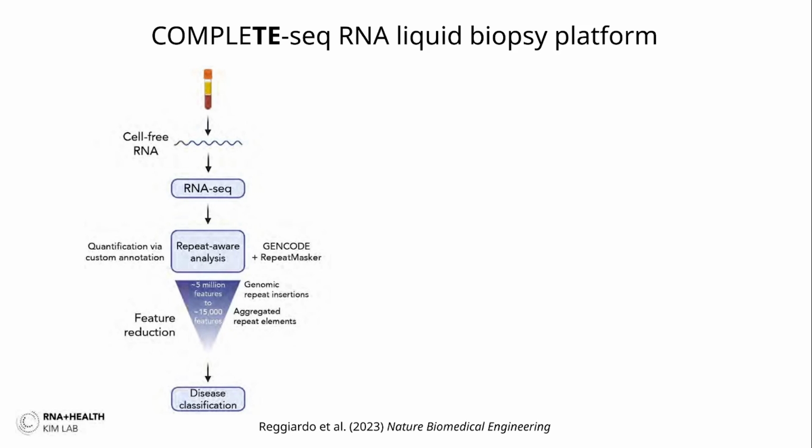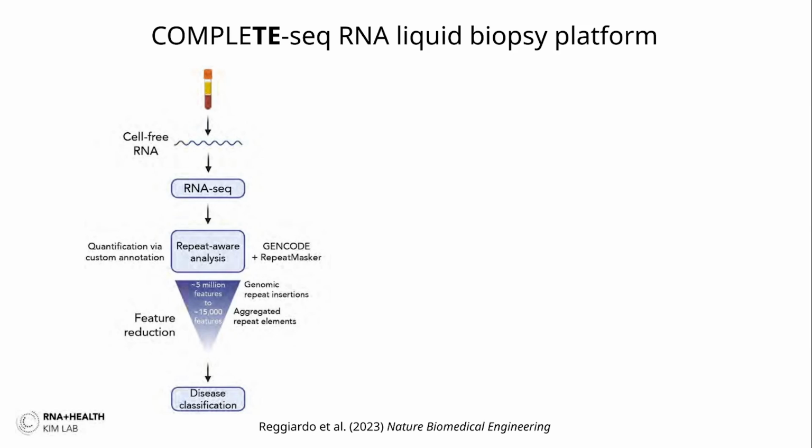And we're also doing some machine learning modeling to be able to classify whether someone has cancer or not. When we do this modeling, we want to do feature reduction, where we take these 5 million repeat-derived features and aggregate them down to the subfamily level. This gives us about 15,000 features instead of 5 million. We introduce that, as well as the protein coding and other GENCODE annotated RNAs, into our models to train these machine learning models to enable cancer classification.